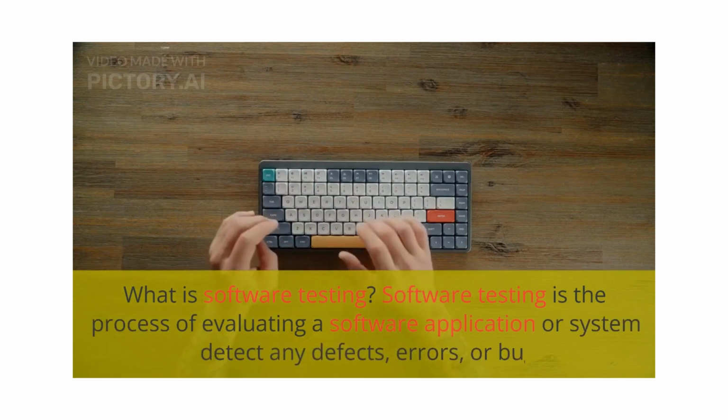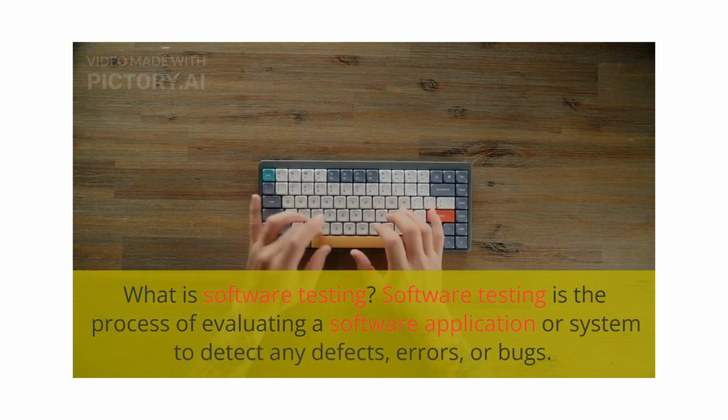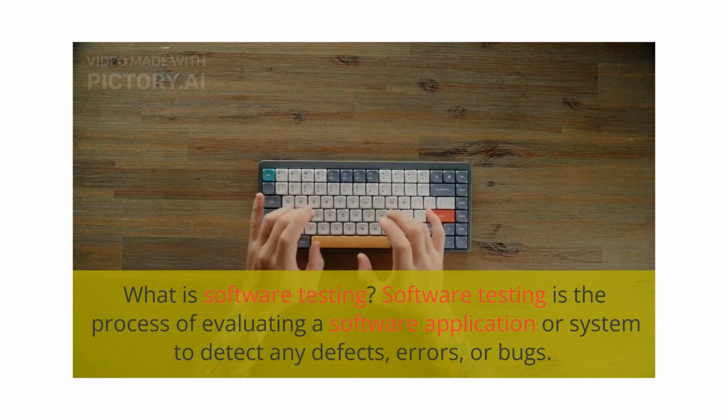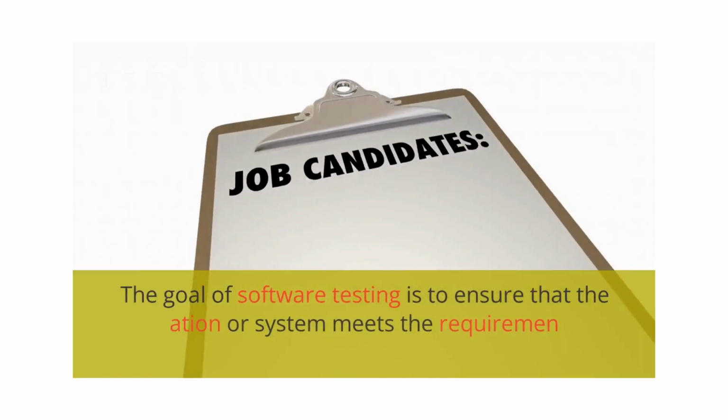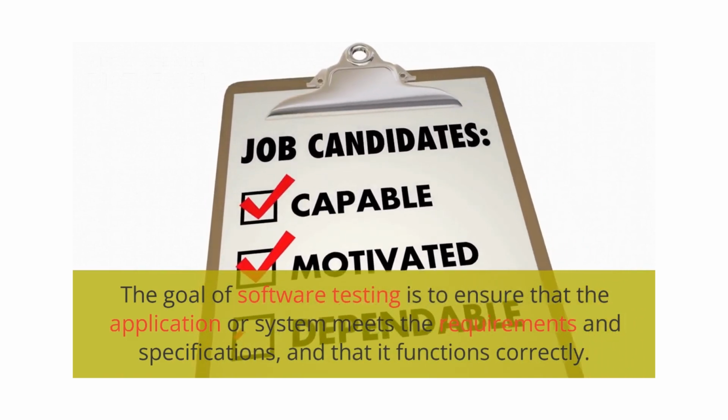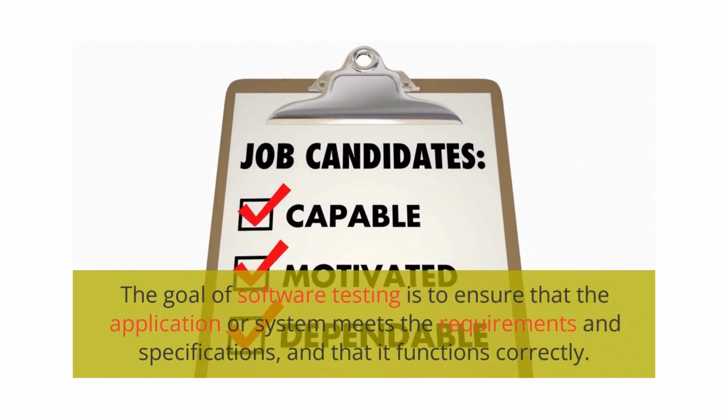What is software testing? Software testing is the process of evaluating a software application or system to detect any defects, errors, or bugs. The goal of software testing is to ensure that the application or system meets the requirements and specifications, and that it functions correctly.